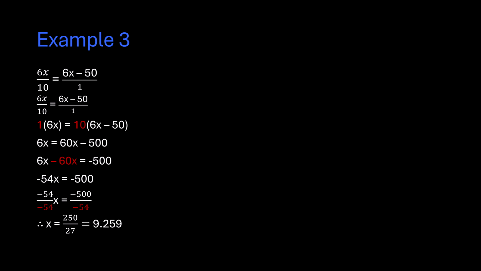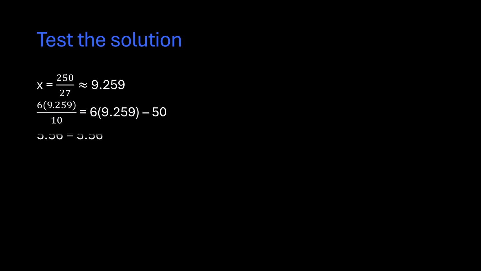We then get 1 times 6x = 10 times (6x - 50). We then remove brackets and we get 6x = 60x - 500. To isolate x, we then subtract the 60x from both sides and we get -54x = -500. We divide both sides by -54 and get our answer as 250/27 or 9.259. We test the solution by substituting and we have confirmed that our solution for x is valid.